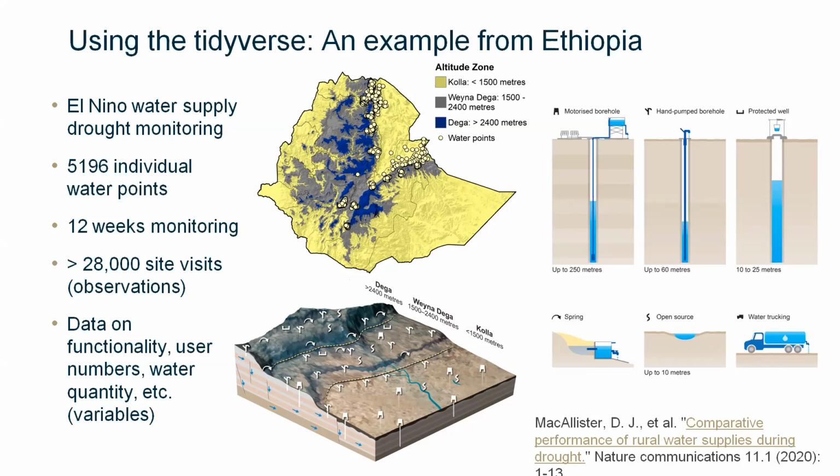So we collected data from 5,196 individual water points over 12 weeks of monitoring, and we ended up with greater than 28,000 individual site visits. So that represents our observation, and we collected data mainly on functionality, but also on user numbers, water quantity, and a few other variables.